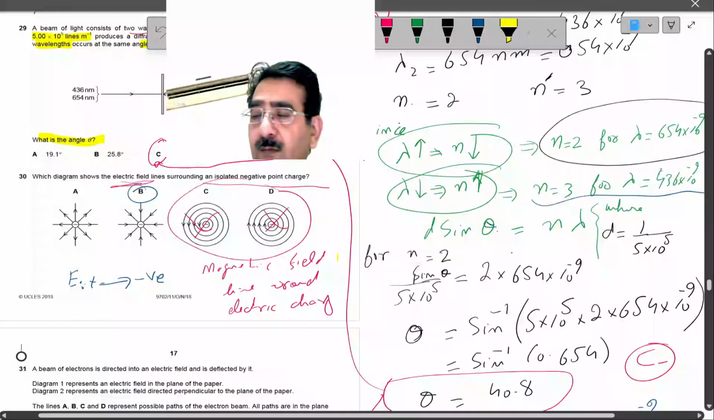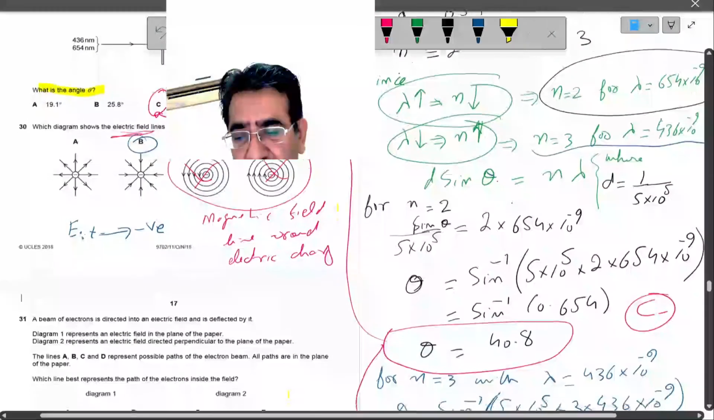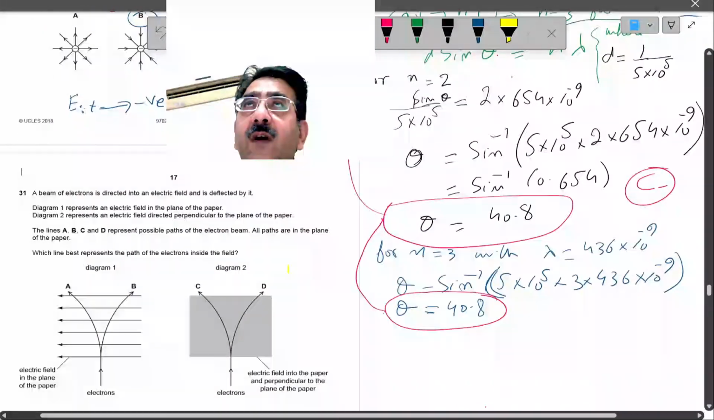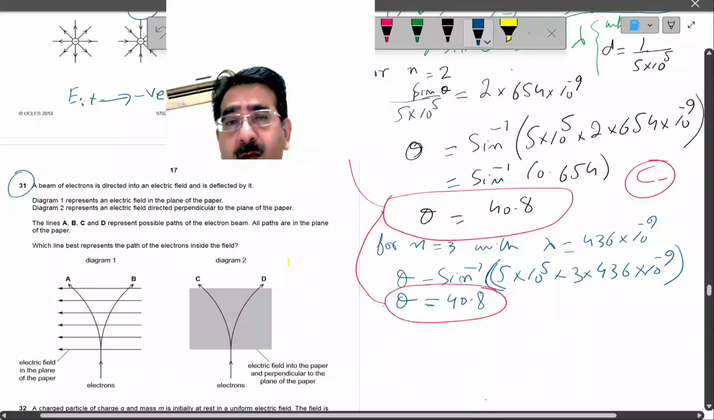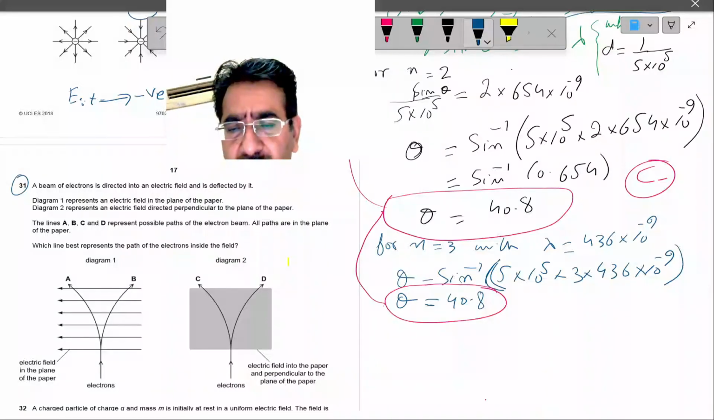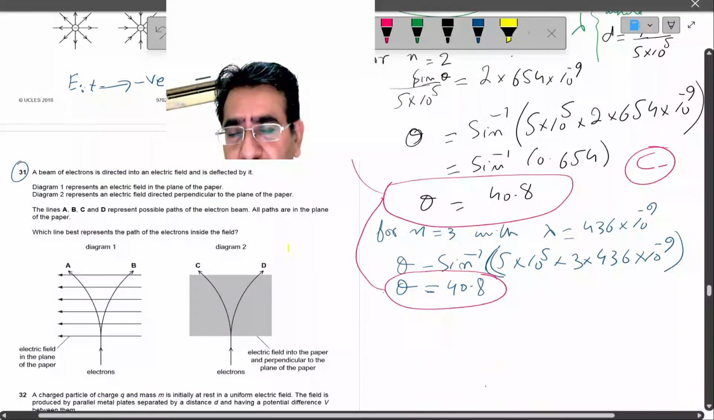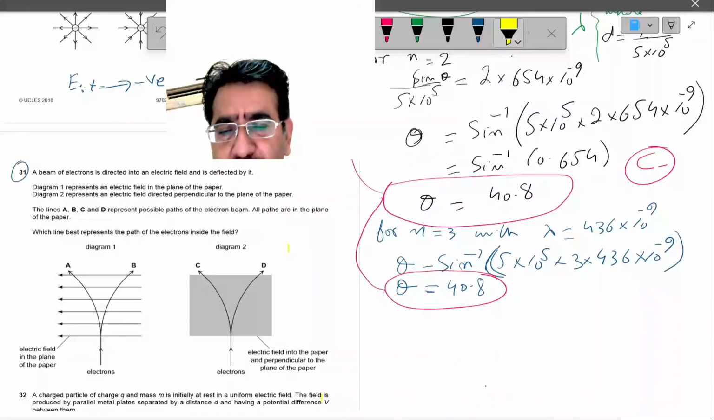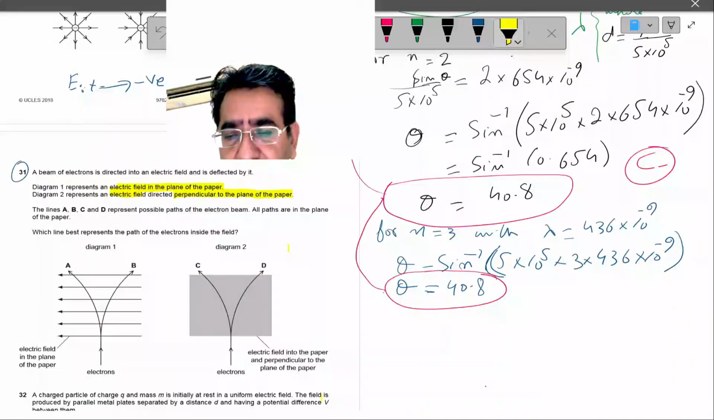Now move toward the next question, that is 31. A beam of electrons is directed into an electric field and is deflected by it. Diagram 1 represents the electric field in the plane of the paper. Diagram 2 has the electric field perpendicular to the plane of the paper. The lines A, B, C, D represent possible paths of the electron beam.